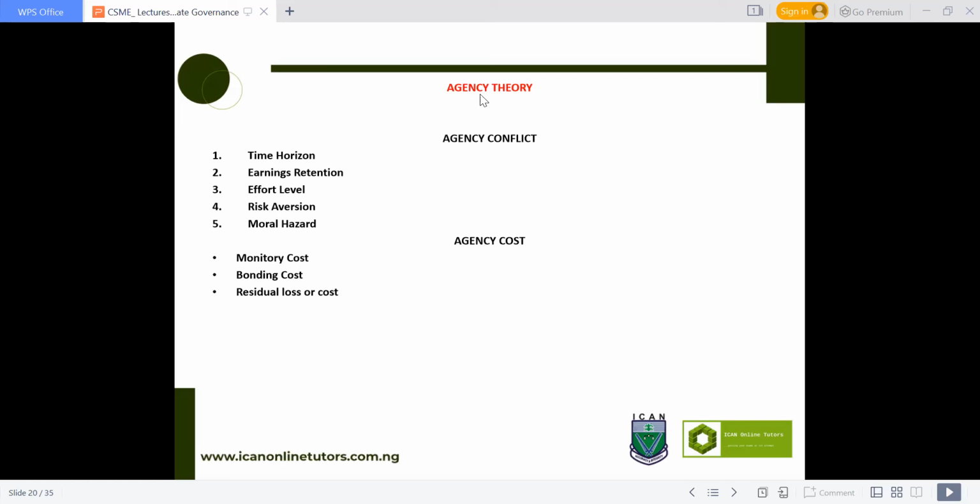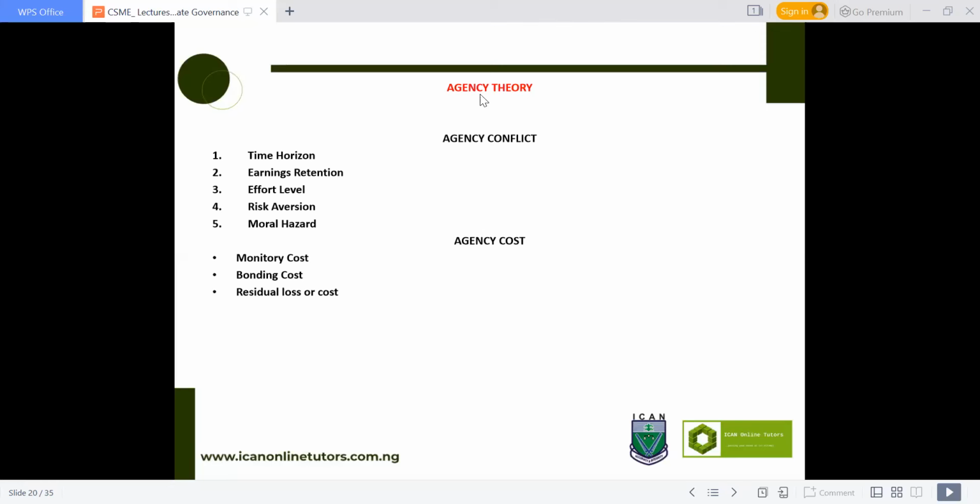So risks, like I made mention earlier, is that we have agency conflict. We have five types of agency conflict. We have the time horizon. Time horizon is that the shareholder is thinking about the long-term prospect of the company, while the director is thinking about the short term. We also have another one called retention. The shareholder will always like to receive dividend, but the director can decide not to pay.